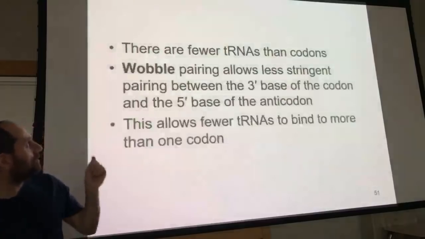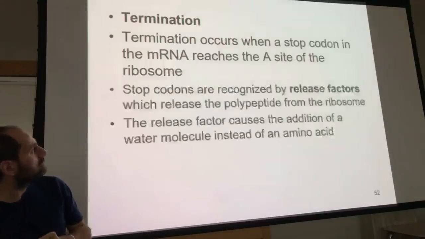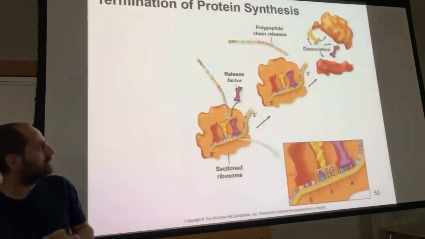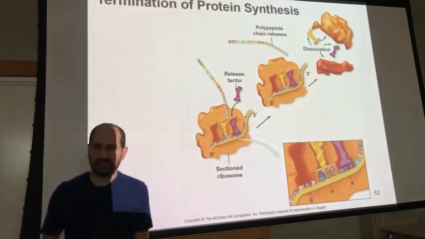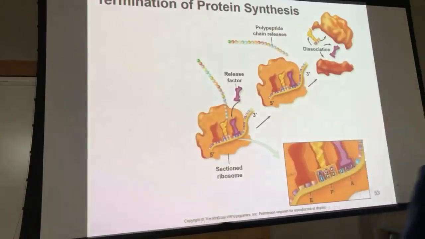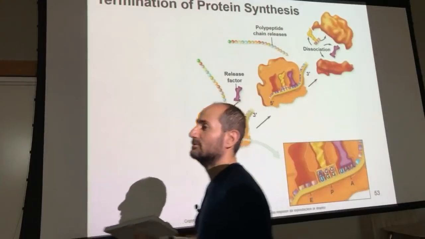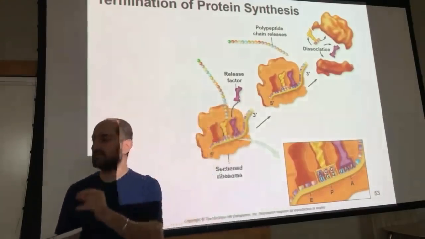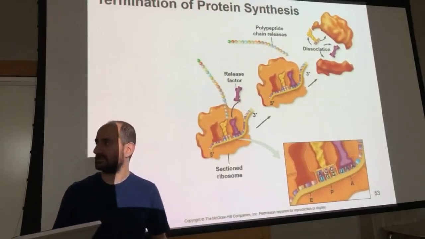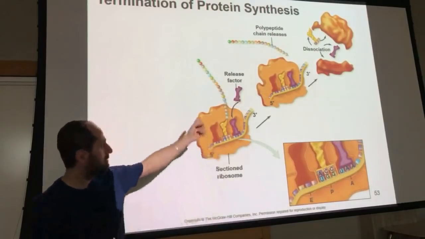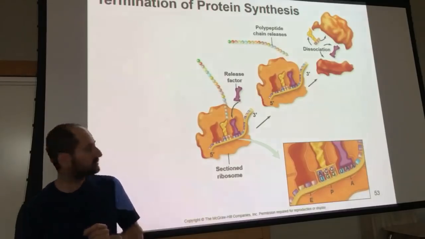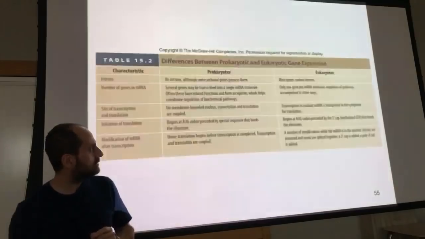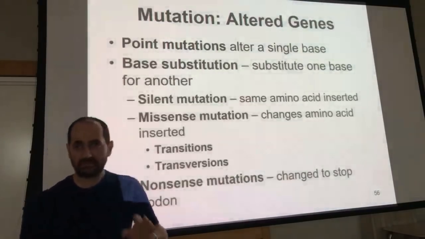You don't need to know what wobble is. Now, here's something you do need to know. When you encounter a stop codon in the A site, is there a tRNA that recognizes the stop codon? No. That's what you need to know. It is a protein that recognizes the stop codon. That protein is called release factor. Okay, does that make sense? Good.